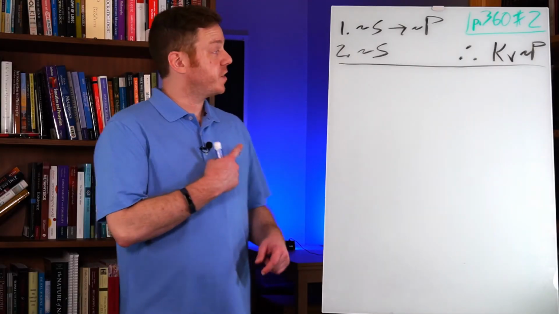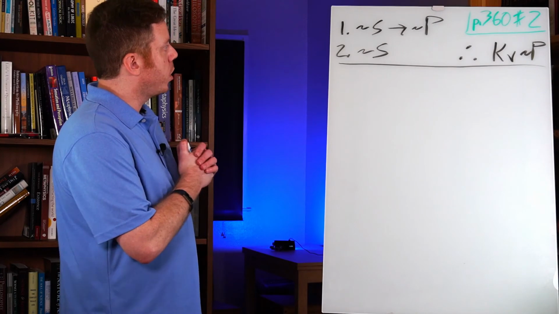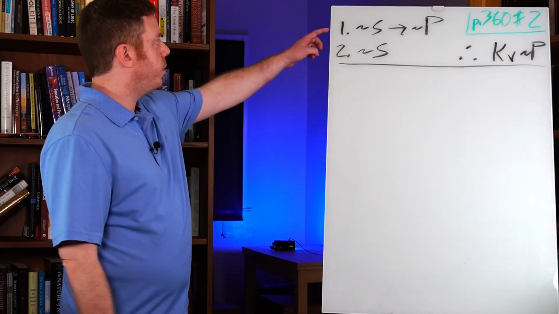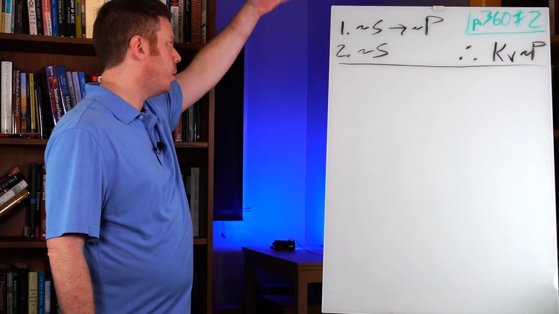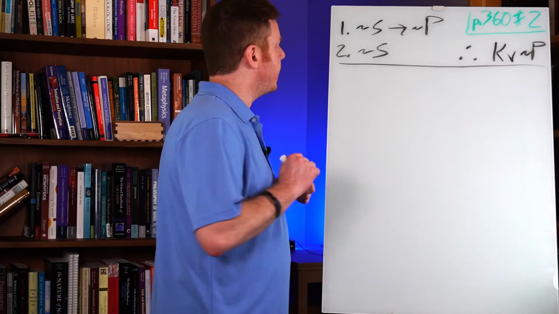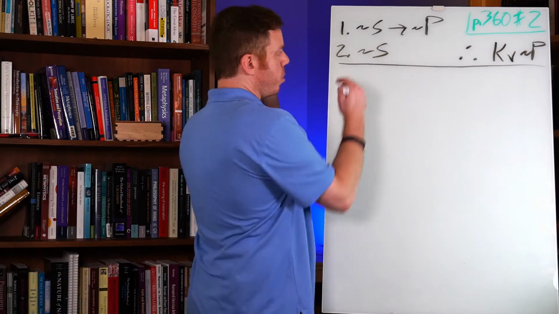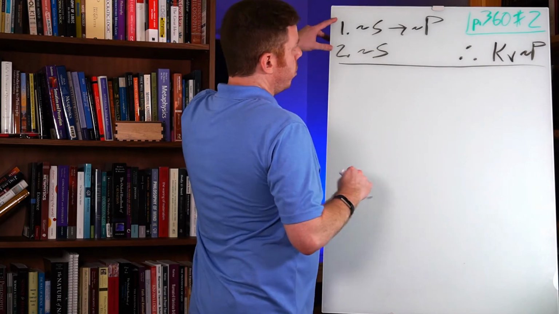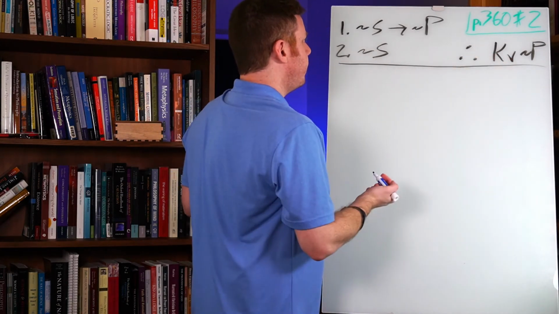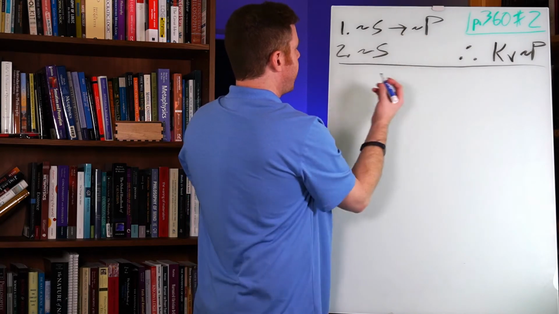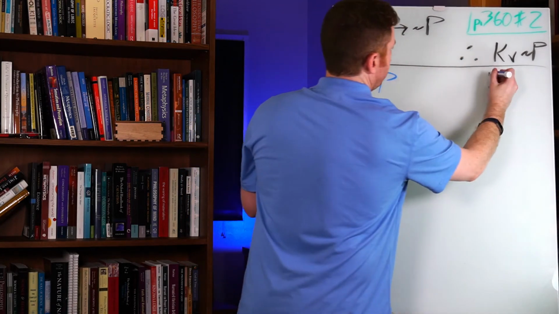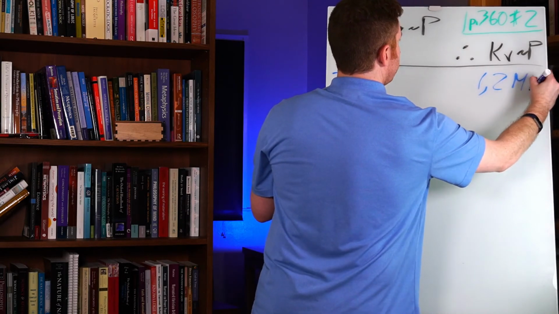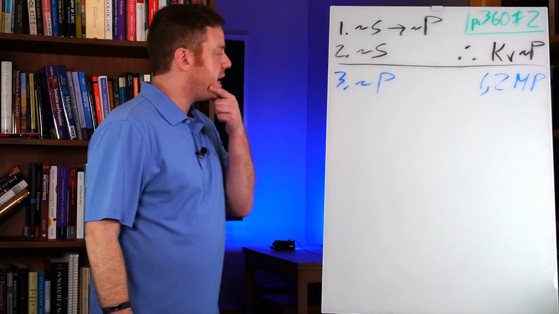Now let's try this example. This one already right away. What do you see? Well, 1 and 2, hopefully you recognize that's great for modus ponens, right? So this is what we're trying to get. Well, we can get the not P. So 1 and 2 modus ponens gives us not P.